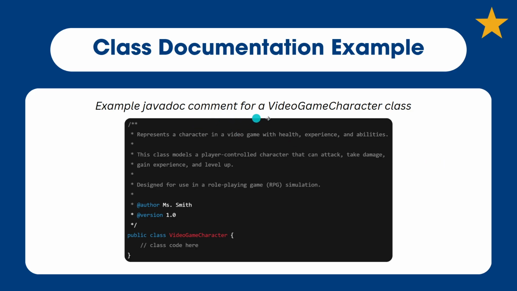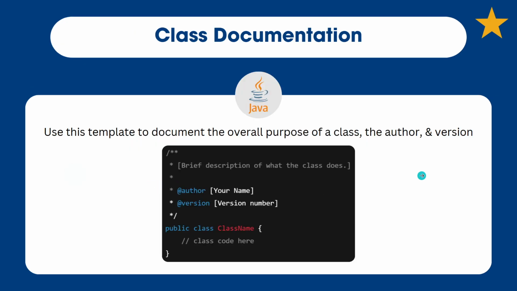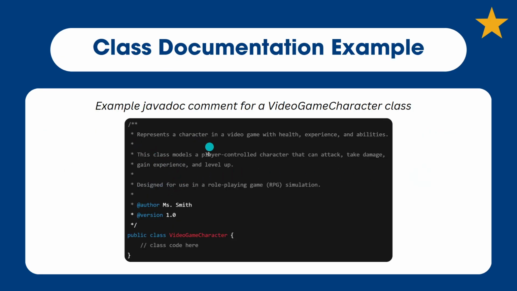So here's an example Javadoc comment for a video game character class. Here's the actual example. So here's a description. We add little spaces. And then author, version 1.0, right above our class declaration.